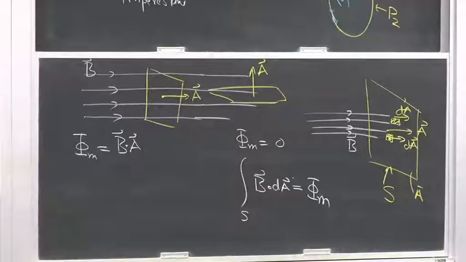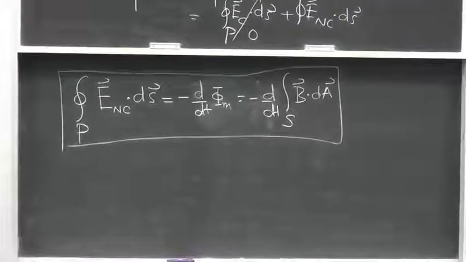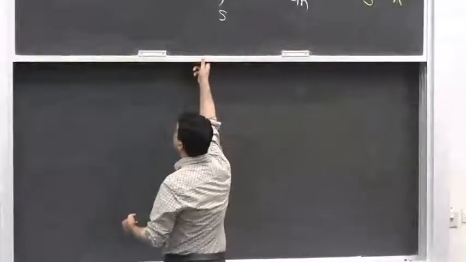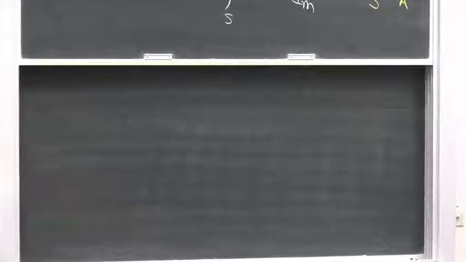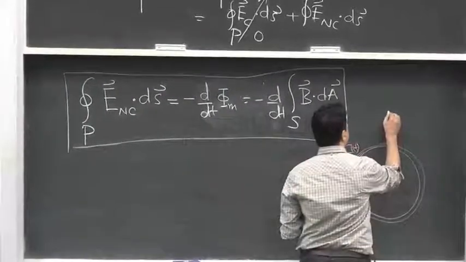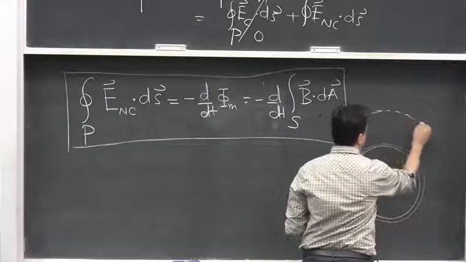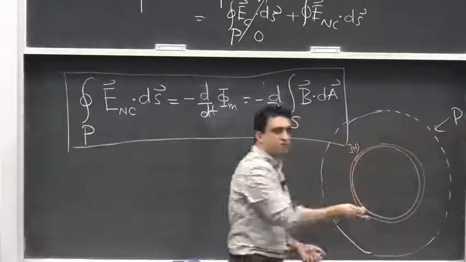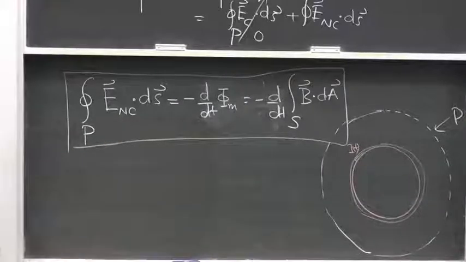So let's come back to this thing. You have this solenoid with a current which is time dependent flowing through it, and you want to find the non-coulombic electric field lines around a certain path P. That's the path P around which you want to find the non-coulombic electric field.